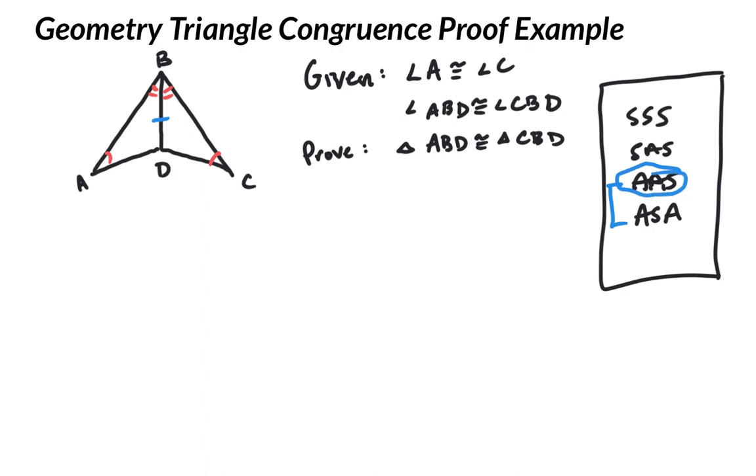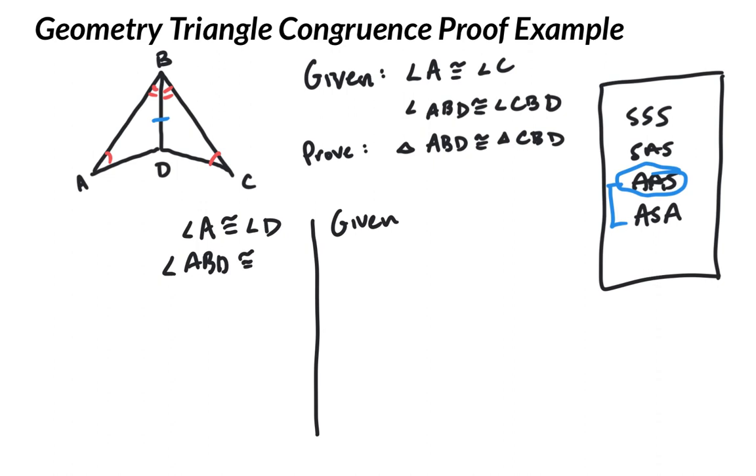Okay. So we always begin by just restating what we know here from the given, that angle A is congruent to angle C, and the reasoning is that was given. Then angle ABD is congruent to angle CBD, and that also was given. And finally, I'm going to say that BD is congruent to itself. That is the reflexive property.